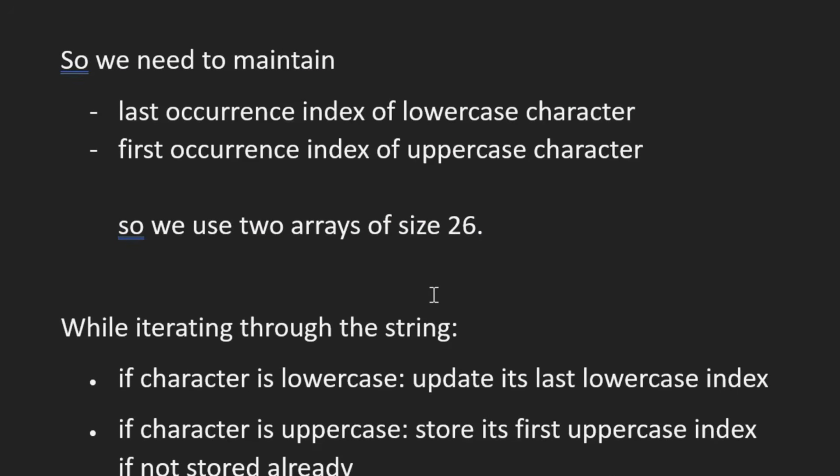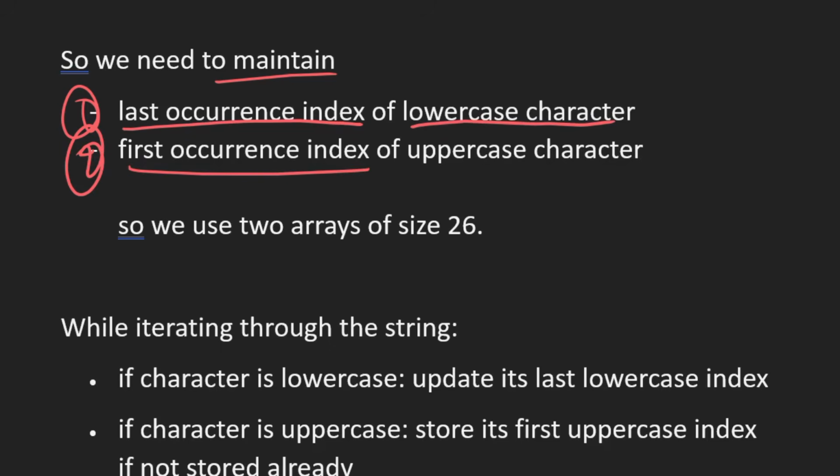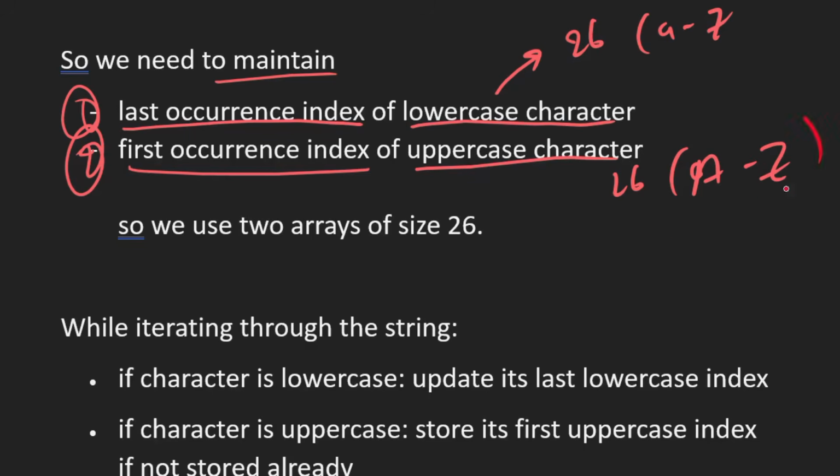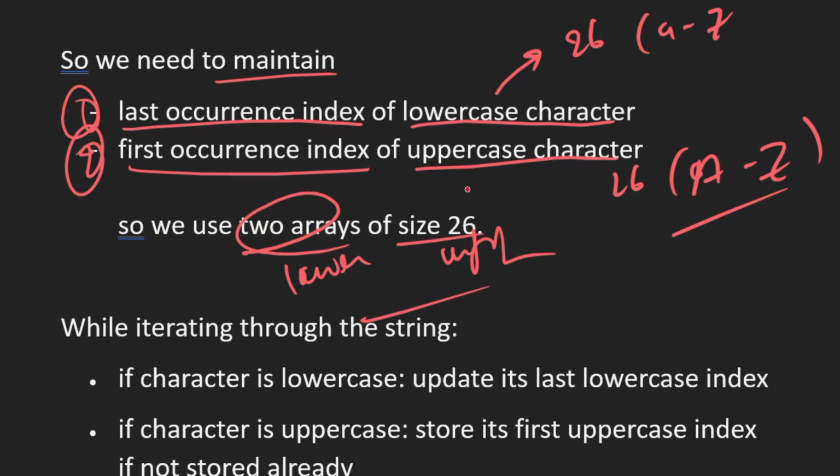So basically we need to maintain two things. First thing is the last index of the lowercase character, and the second thing is the first occurrence index of the uppercase character, right? So we have 26 lowercase letters, that is a to z, and 26 uppercase characters, that is also A to Z. So basically we use two different arrays of size 26, lowercase and uppercase, to store the last index of the lowercase characters and the first index of the uppercase characters.